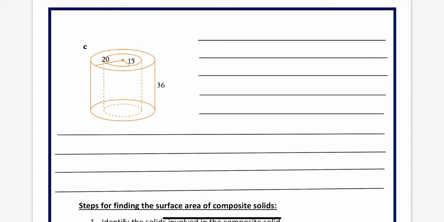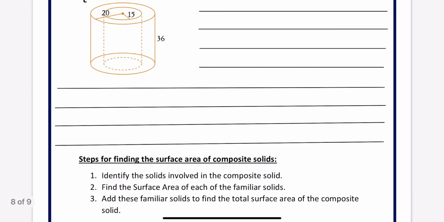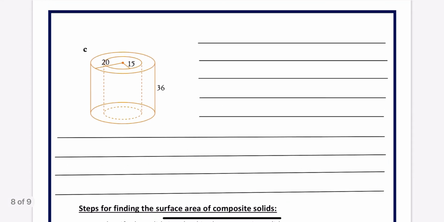Hey everyone, so here's another example of the surface area of composite solids. In this case, which is different to the L-shaped one, we now have cylinders involved, which is like a prism, but we know a formula for the area of a cylinder. Surface area of a cylinder.